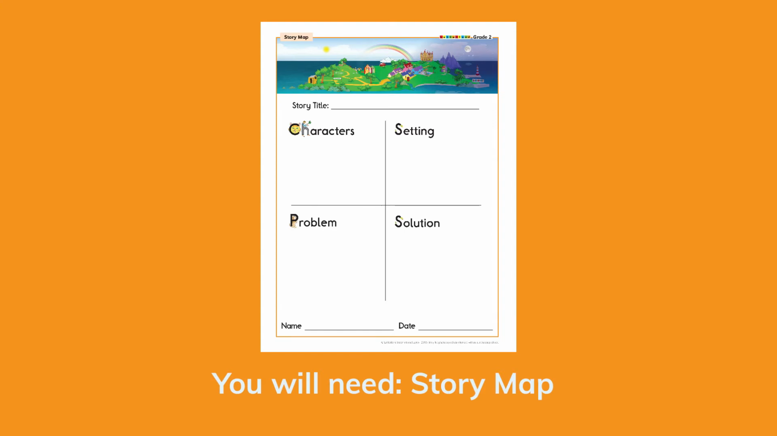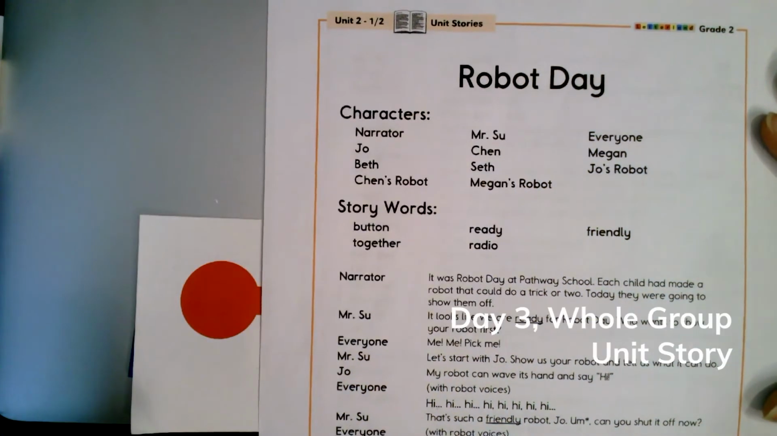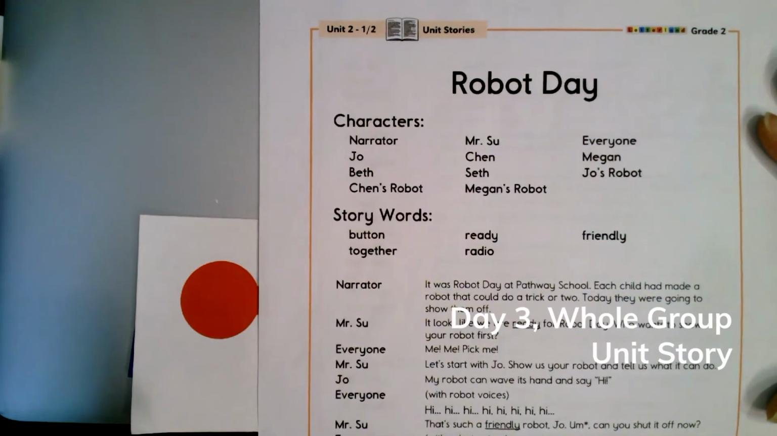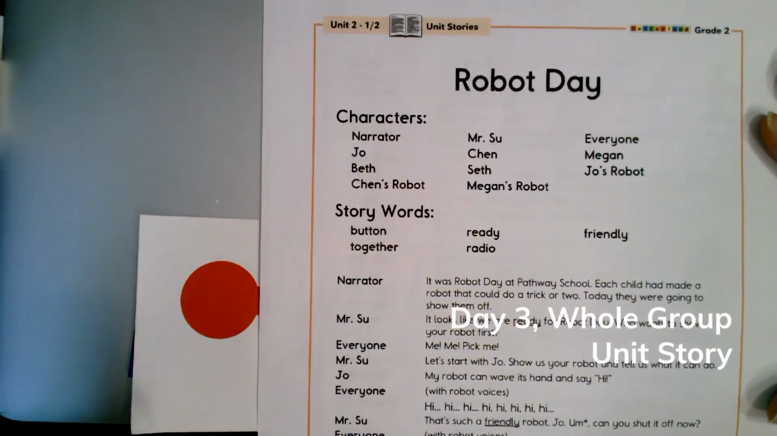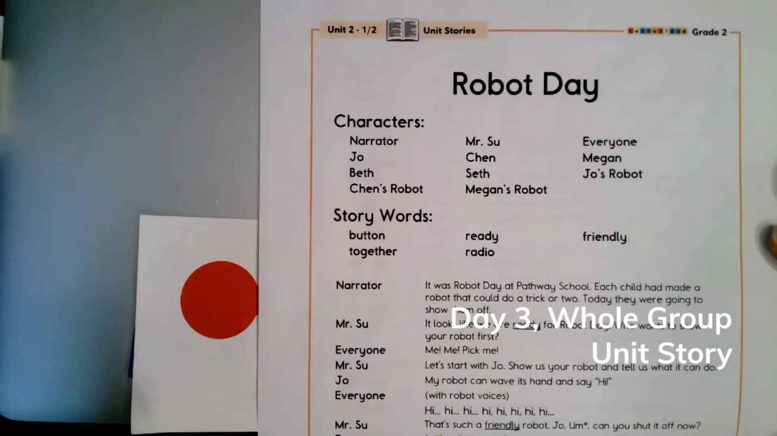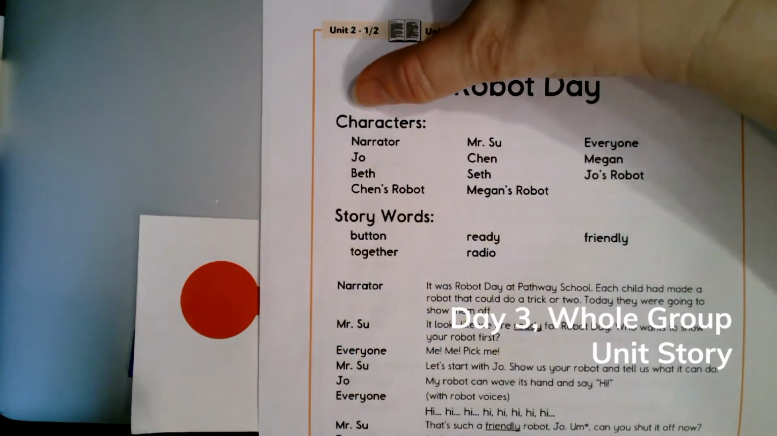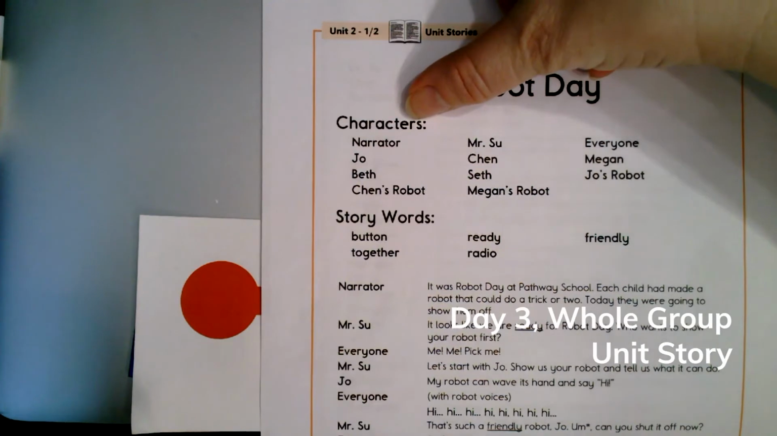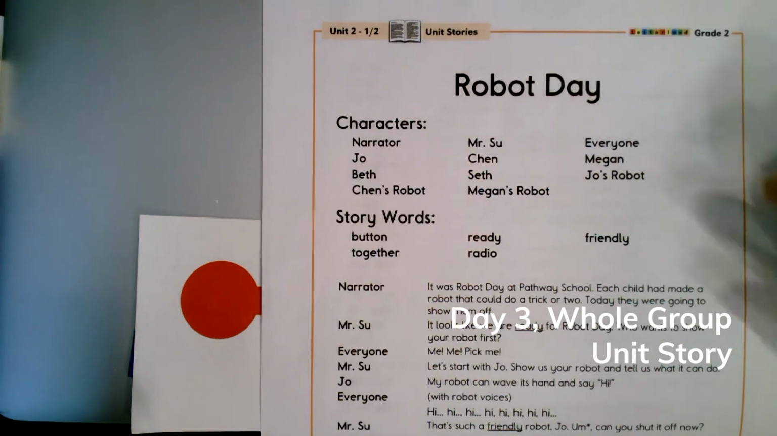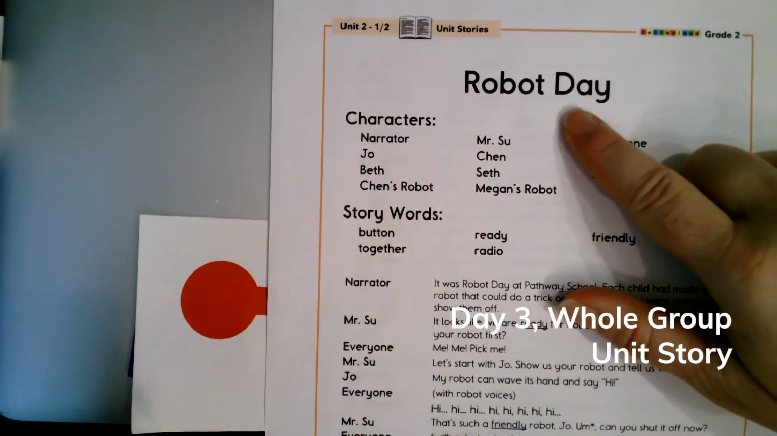Okay, so let's look at our story today, our robot story. I'm going to read part of it to you today. I'm not going to read the entire part. Then you're going to read the rest of it on your own, and then we'll be doing some other activities with our unit story. And our unit story, as you know, is a play. And so in a play, you have characters, so there are people who are playing the parts.